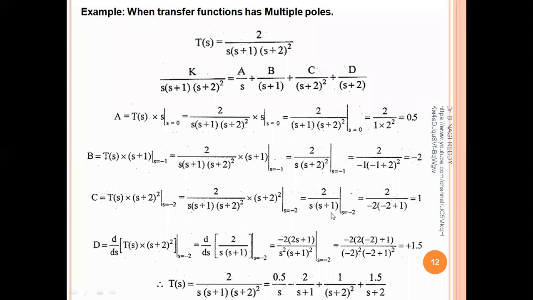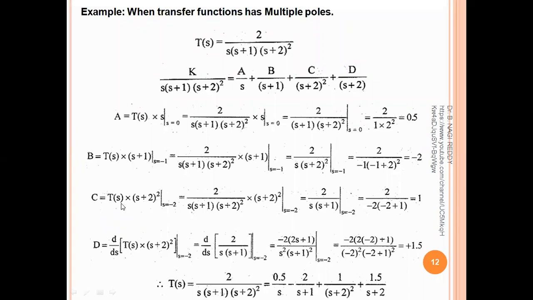We must substitute s as minus 1 here. So that means minus 1 plus 2, which is whole square. You can see here when we substitute s as minus 1, we will get this. And you can see 2 minus 1 means 1. 1 square means 1 only. So 1 into minus 1, minus 1 only. And in the numerator, we have 2. So 2 by minus 1 gives minus 2 as the b value.